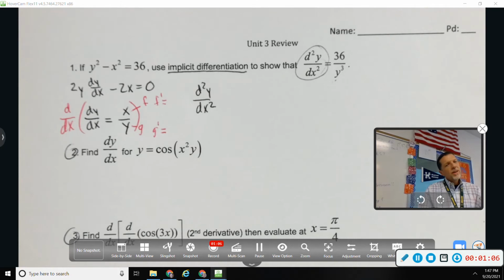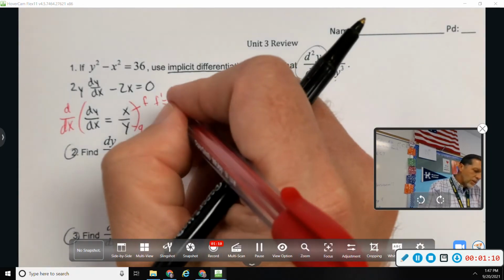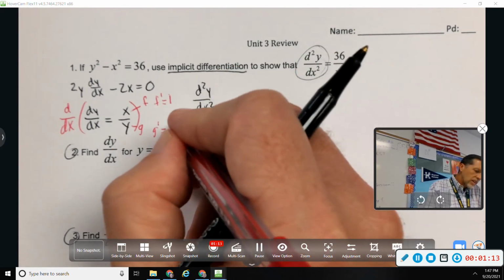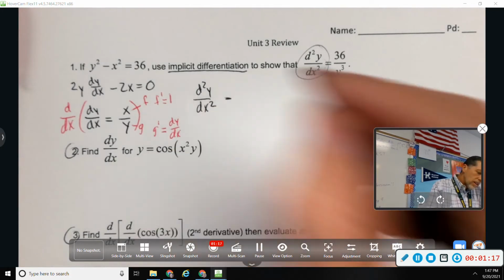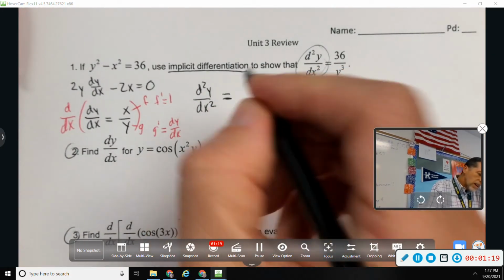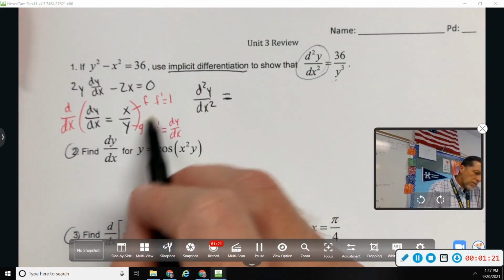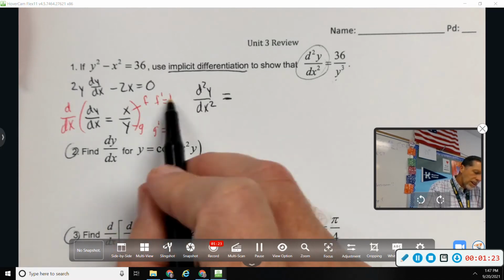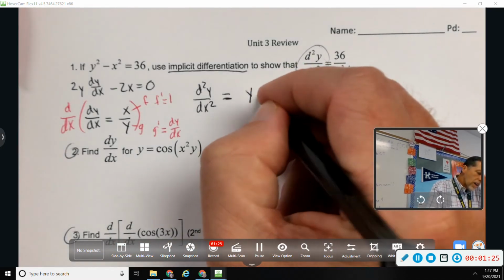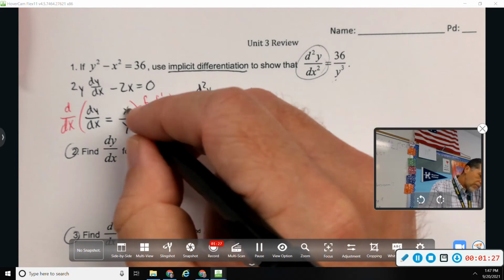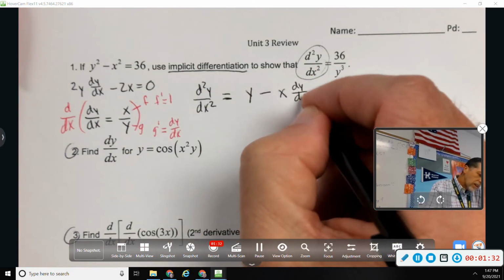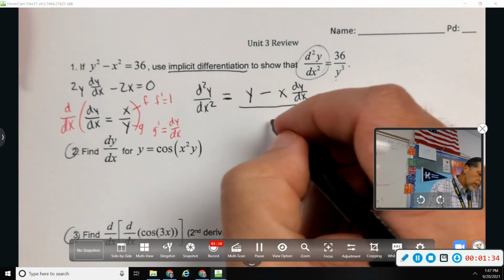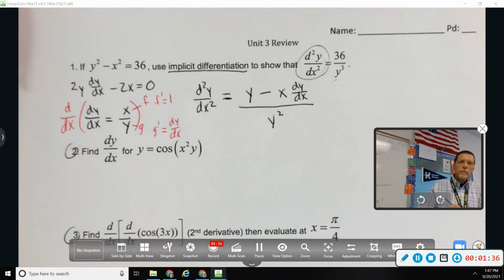What's f prime? 1. What's g prime? dy/dx. So, let's see, g f prime. Okay, that's easy. That's just y. Minus f g prime, x dy/dx, all over g squared.